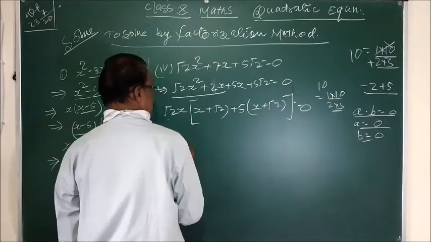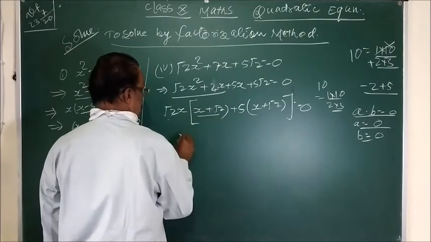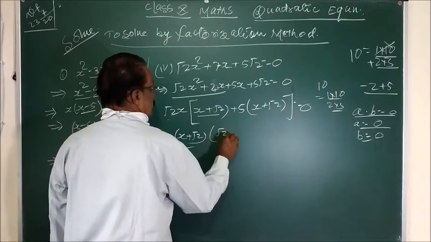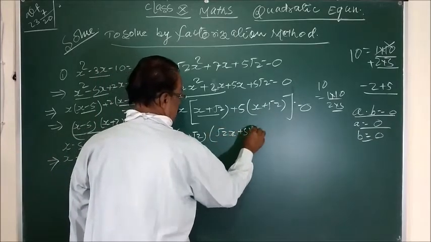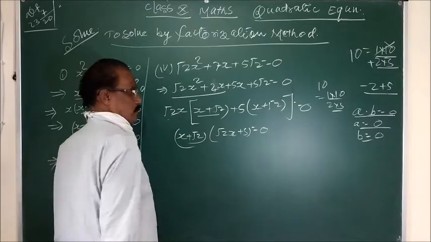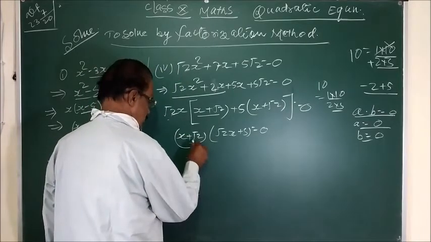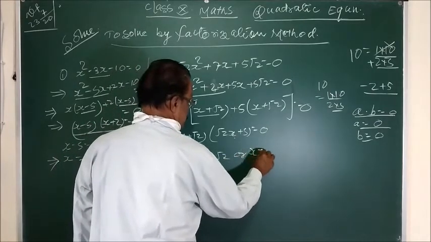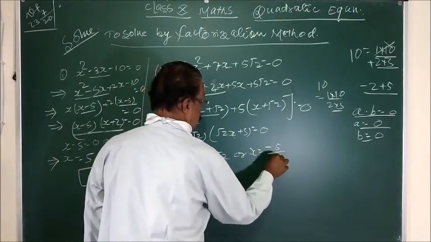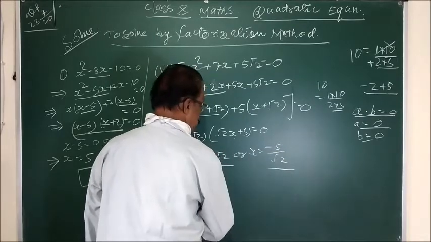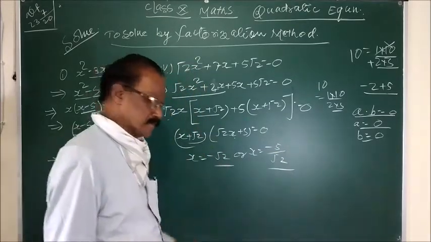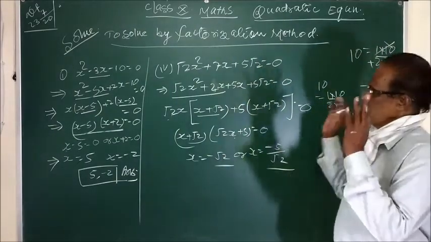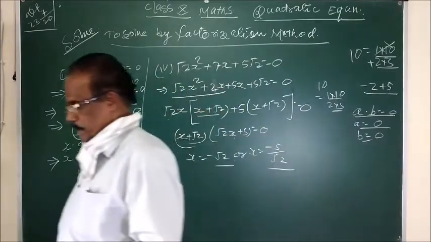And now you see these are the common x plus root 2 and this is root 2x plus 5 is equal to 0. By using the zero product theorem, x is equal to minus root 2 or here x is equal to minus 5 upon root 2. These are the roots of the given equation. So, this is called factorization method.